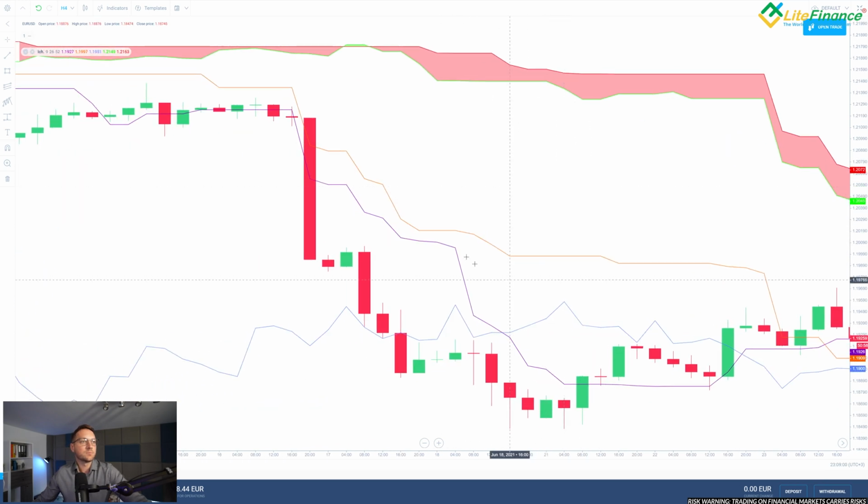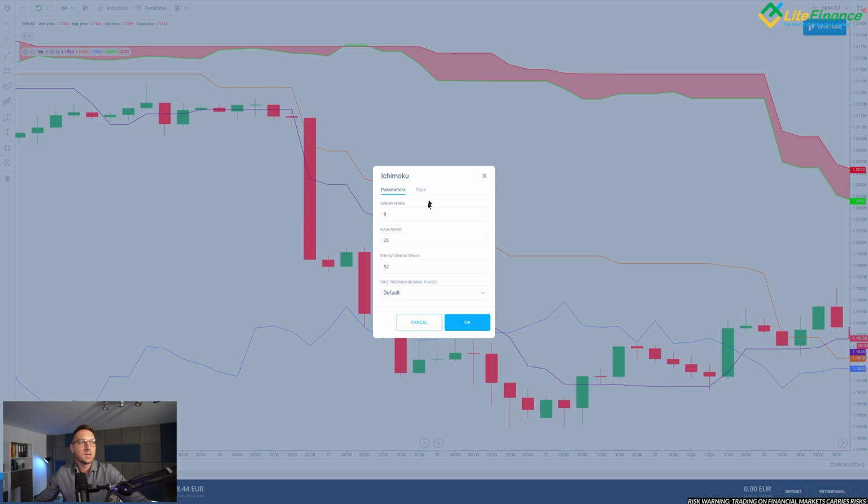The first one will be the Tenkan line. These are basically moving averages. The Tenkan line is a 9-period moving average, and it is just not smoothed out. So basically you should read it more or less as a moving average, and as it is a very short period, it indicates the short term trend. When the price is below this line, it indicates the bearish bias. When it is above the line, it indicates the bullish bias.